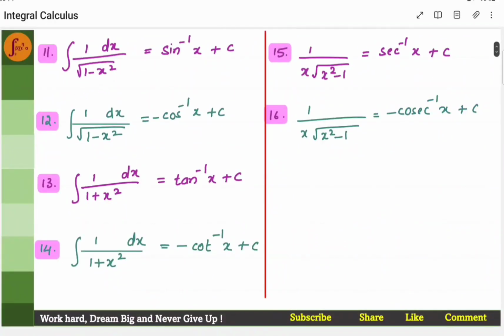These are some of the standard integrals for inverse trigonometric functions. Integral of 1 by root of 1 minus x square is sine inverse x. Similarly, cos inverse x, tan inverse x, cot inverse x, secant inverse x, and cosec inverse x. So these are integrals for inverse trigonometric functions.